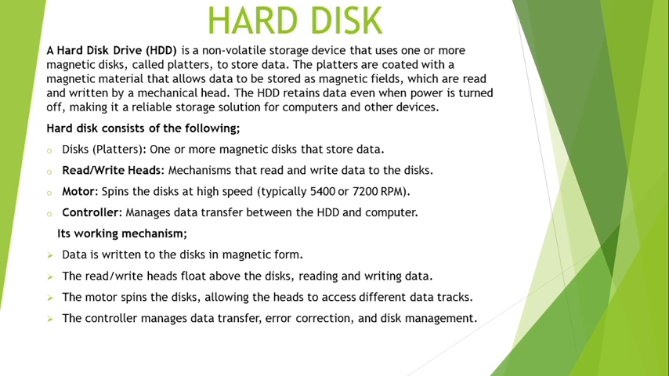So how does the storing of data work? Data is written to the disks in magnetic form. The read or write heads float above the disks, reading and writing data. The motor spins the disk, allowing the heads to access different data tracks. After that, the controller manages data transfer, error correction, and disk management.